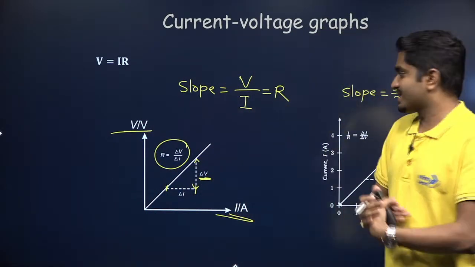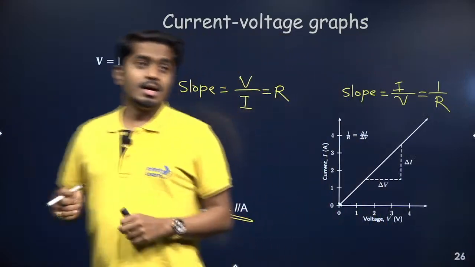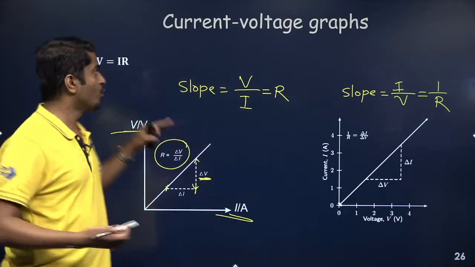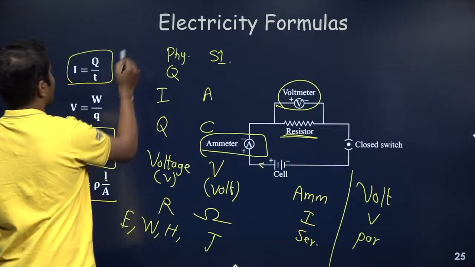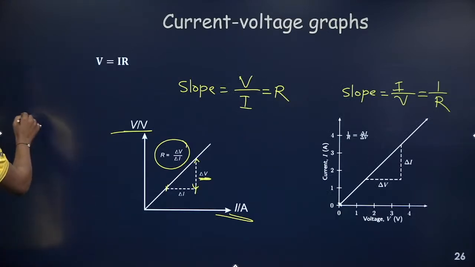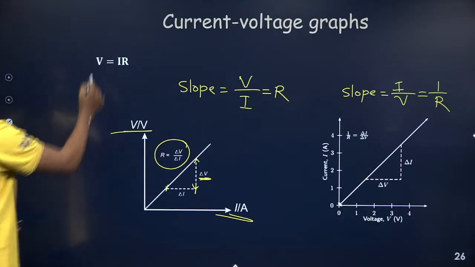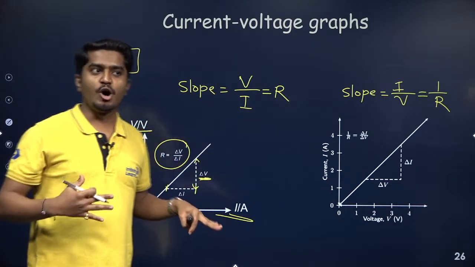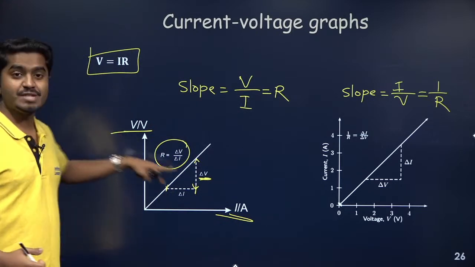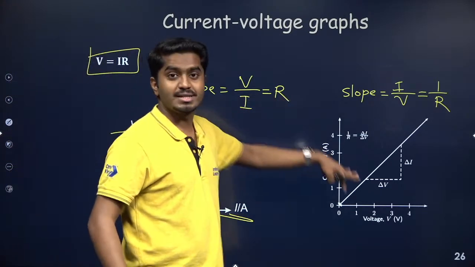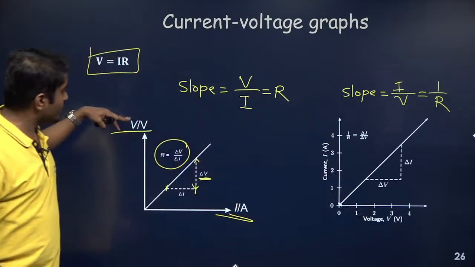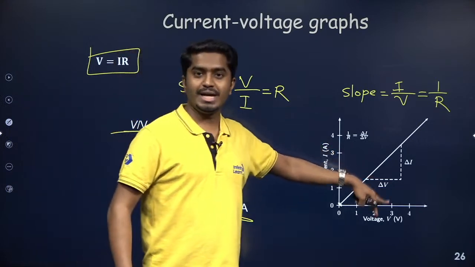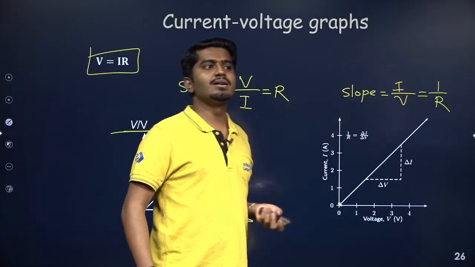Okay everyone, let's start. So here this is the direct application from Ohm's law. What is Ohm's law? We know Ohm's law is V is equal to IR. We can either plot a voltage versus current graph or a current versus voltage graph. If you plot voltage versus current, the slope is the resistance. When you plot current versus voltage, the slope is the inverse of the resistance.